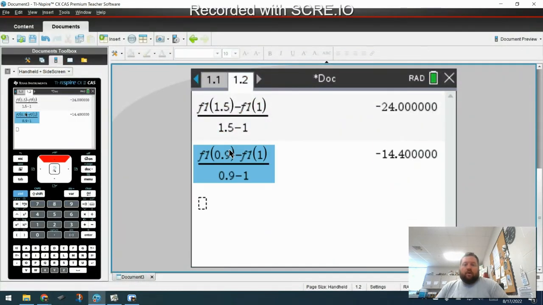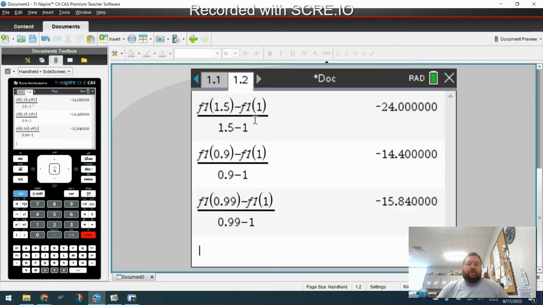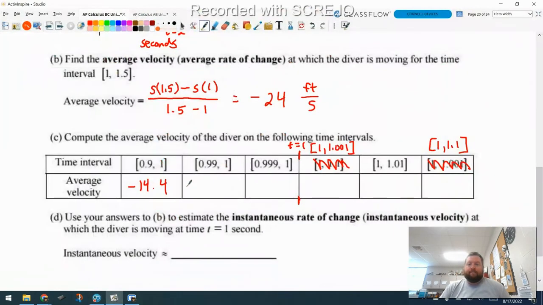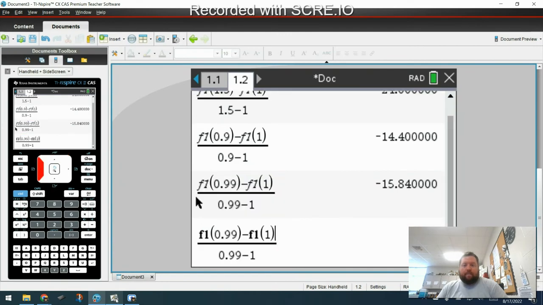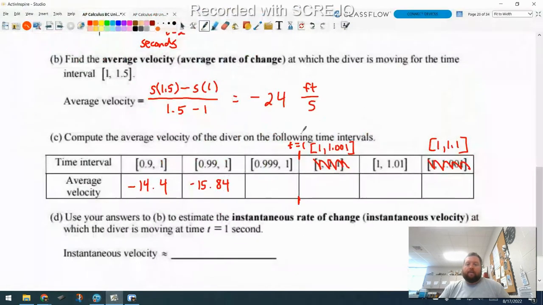All right, just arrow up and hit enter. And you're copying that down and just adding another 9 in here. Negative 15.84. And one more time to add another 9 in there. Negative 15.984. All right, then I'm going to start over here on the right and do 1.1.